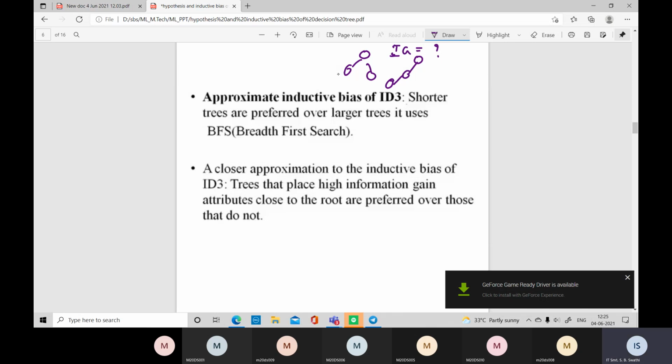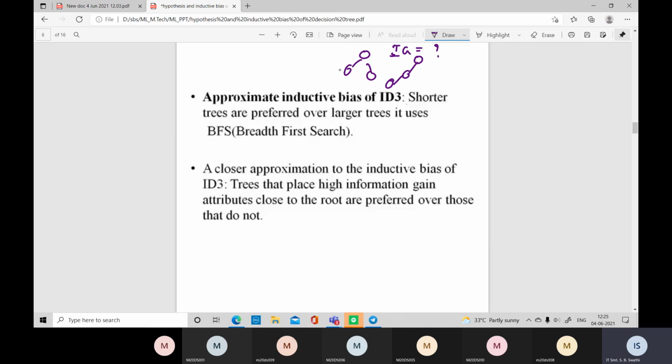When the data set keeps increasing, definitely the number of trees will increase, and at some situations the information gain will be repeated, and there will be an ambiguity for the model as to which decision tree to choose as the final one. In those cases, the ID3 algorithm always chooses the shorter trees, in the sense that the length of the tree should be short.